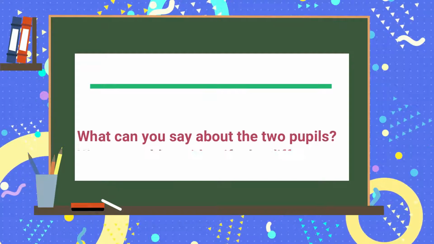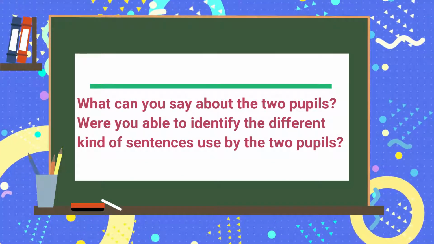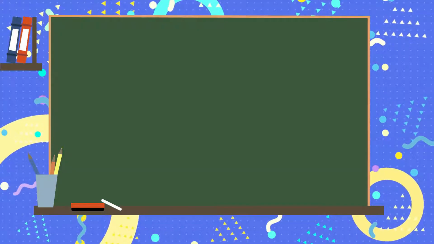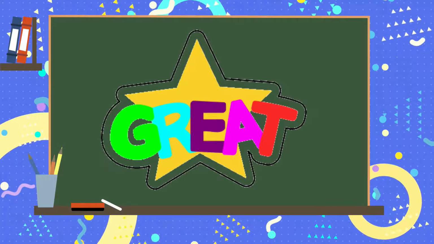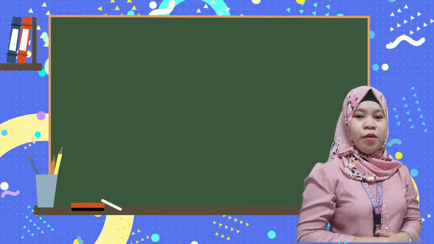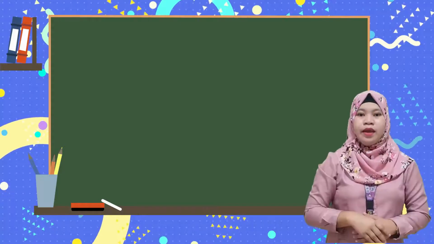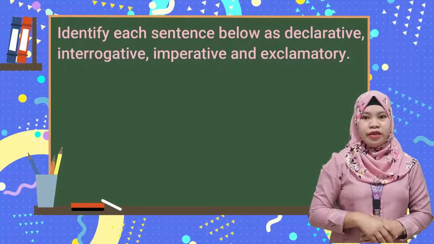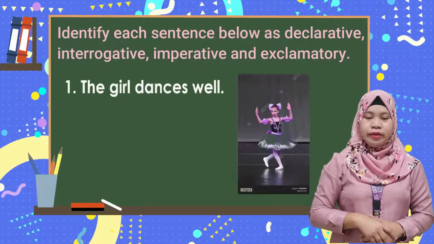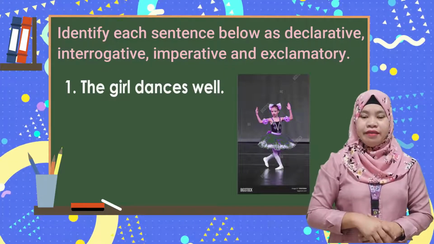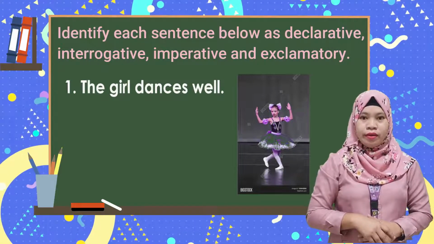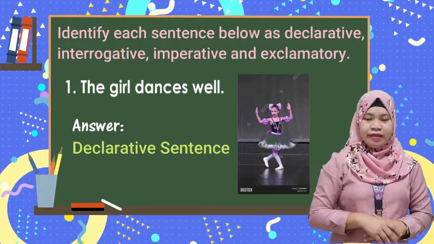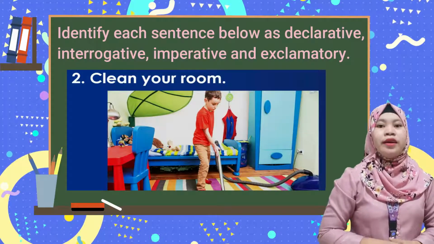What can you say about the two pupils? Were you able to identify the different kinds of sentences used by the two pupils? Great! Now, let's try to apply what you have learned. Identify each sentence below as declarative, interrogative, imperative, or exclamatory. Number 1, the girl dances well. Great job! The correct answer is declarative sentence. Number 2, clean your room.